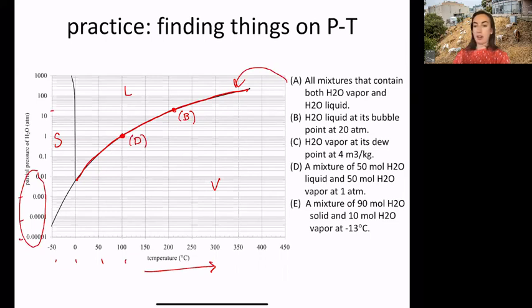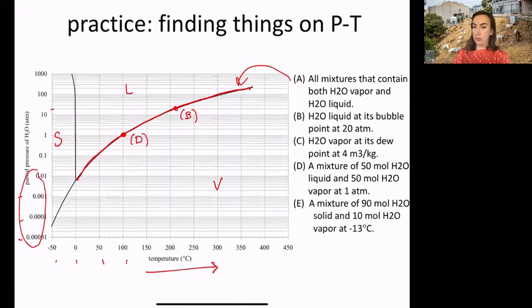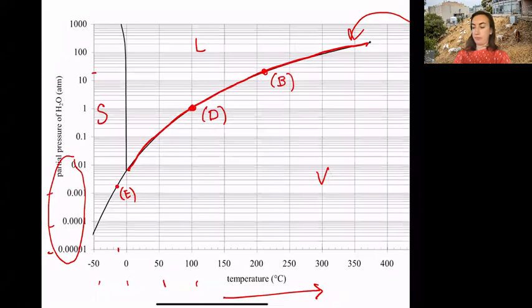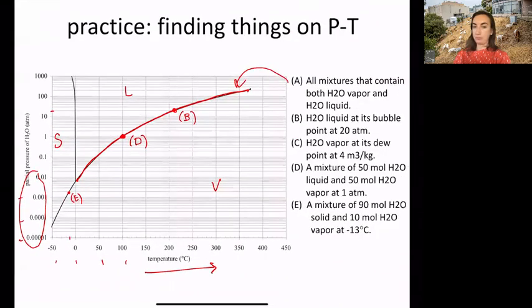And then the last part for the PT diagram is a mixture of solid and vapor at -13. So we're going to go down on our temperature axis, look for -13. It is approximately here. And so our place that we're looking for is right about here. Okay, so we've done everything but part C, and once we are able to look at our PV diagram, we can come back and do part C on this.